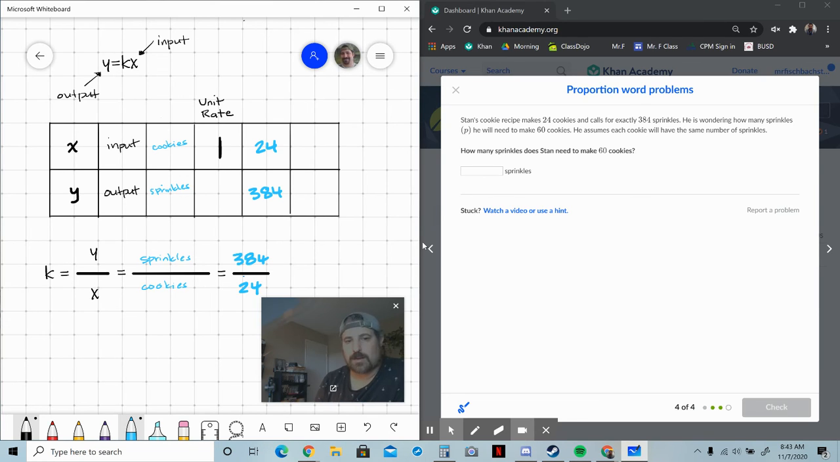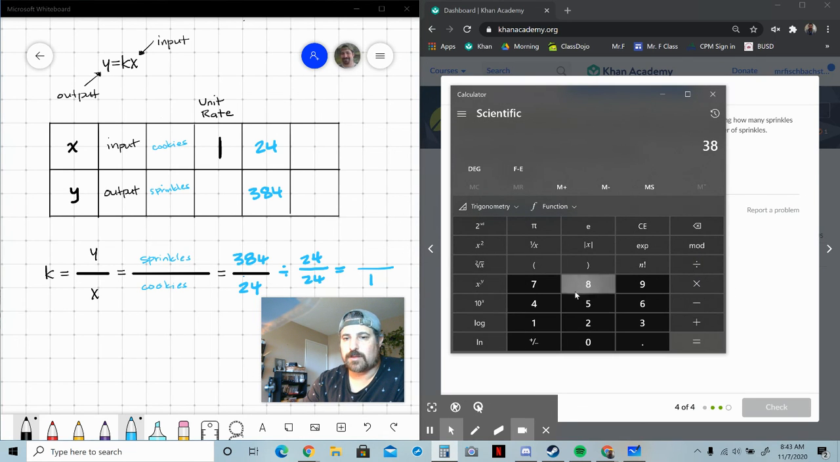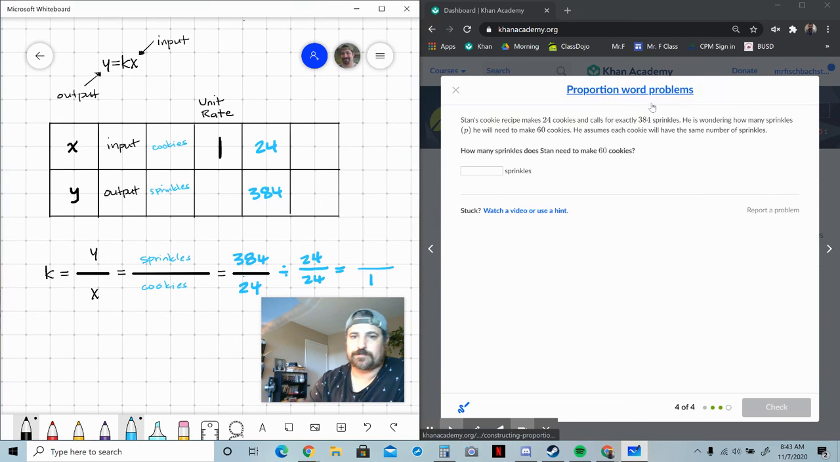Okay, and to get the unit rate, how many sprinkles per cookie, we're going to divide top and bottom by 24. That giant 1 keeps the ratio the same, but gives us the answer we're looking for, which is the unit rate. So 24 divided by 24 is 1. 384 divided by 24, let's just save some time, is 16. So that means this person needs 16 sprinkles for every single cookie, 16 sprinkles per cookie. So that's the unit rate, all right?